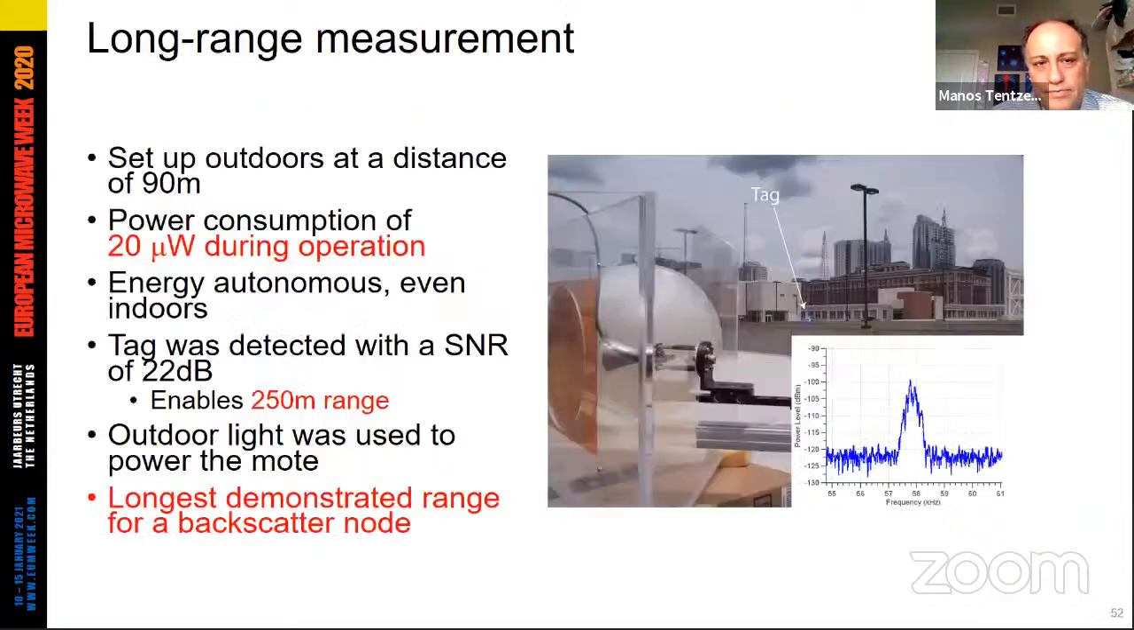Now, that's another practical example at 90 meter outdoors, 20 microwatts, autonomous. That's like the distance of this tiny credit card size tag here all the way up to 250 meters.